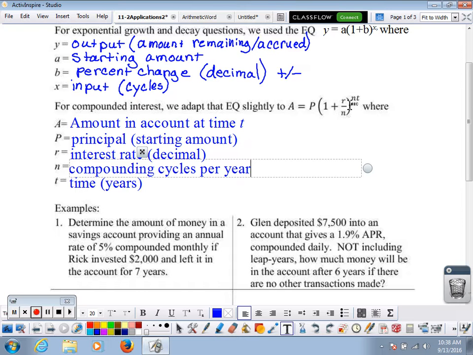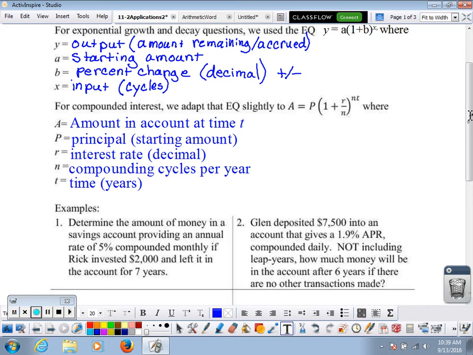Well, in this case it's kind of the same thing, except this time we have the interest rate over the number of compounding cycles per year. And in the exponent, we have the number of compounding cycles per year times the number of years. When we put those together, that just gives us the number of compounding cycles, and this becomes the interest rate per cycle. So it's really the same formula. It's just adapted for a slightly more specific story.